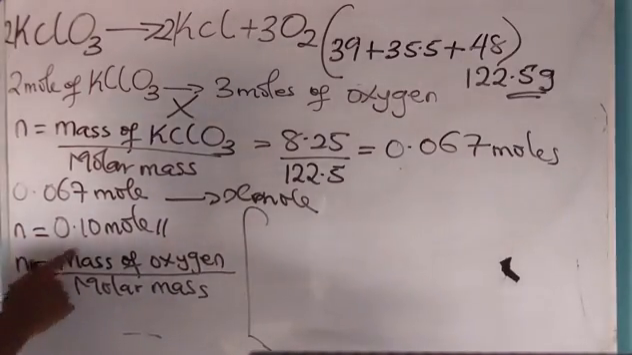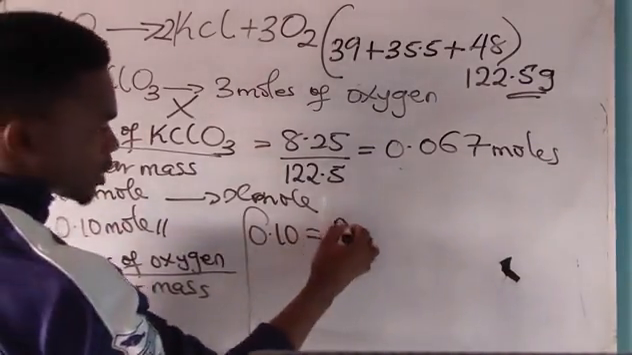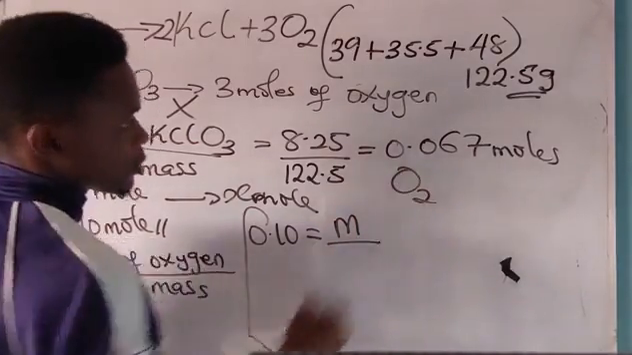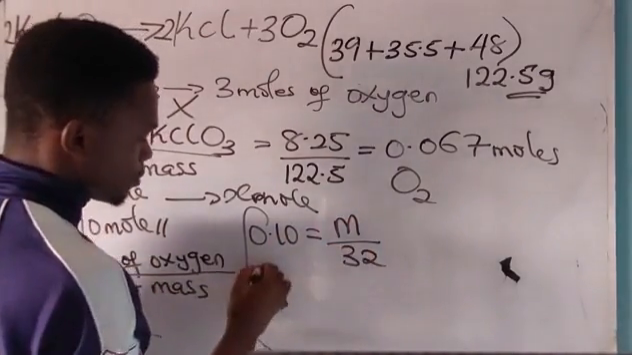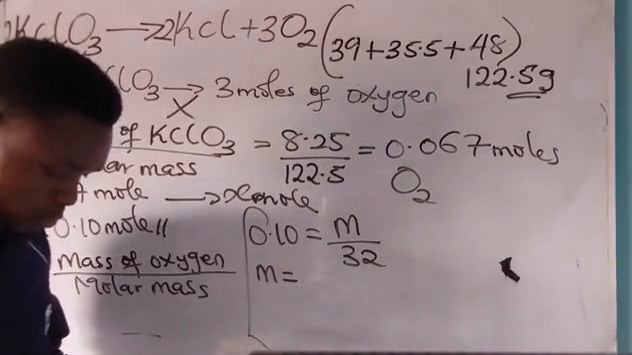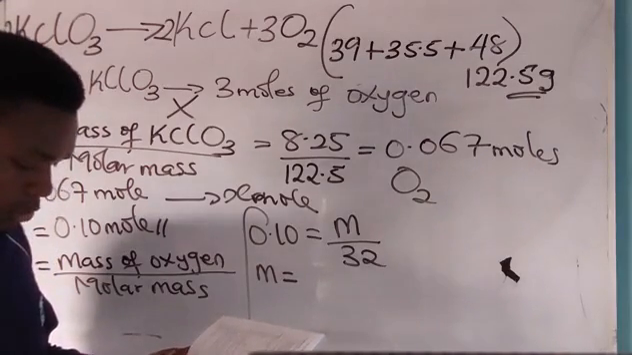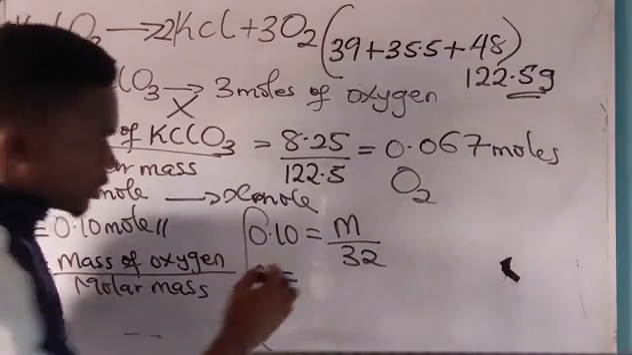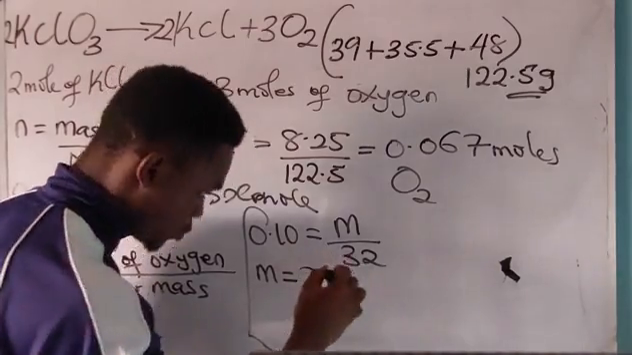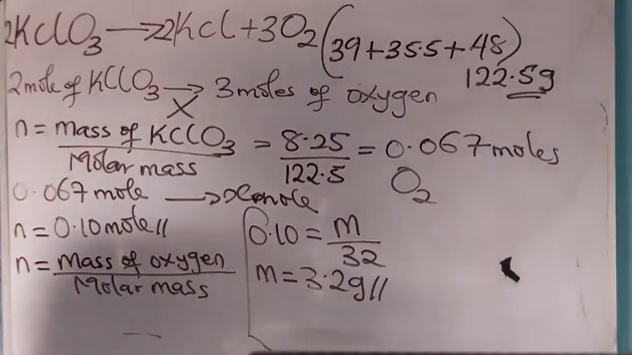Number of moles of oxygen is what? 0.10 equals mass over molar mass, the mass is what we are looking for. Of course, oxygen is a diatomic element. So 16 times 2, you have what? 32. So mass equals 32 times 0.10, that equals 3.2 gram. Alright, so please take note of that. It is very, very important.